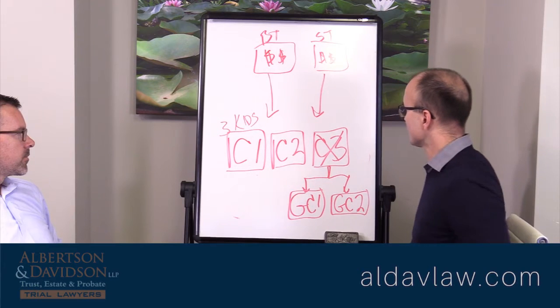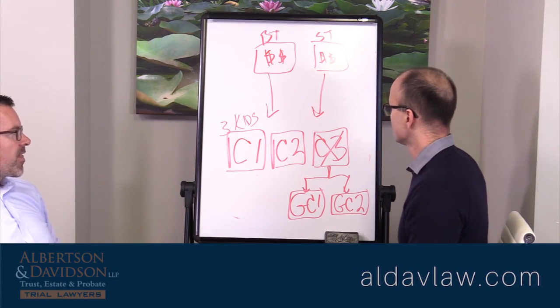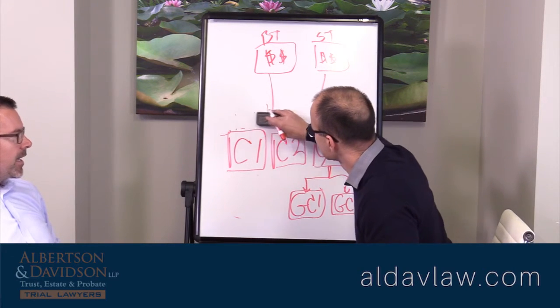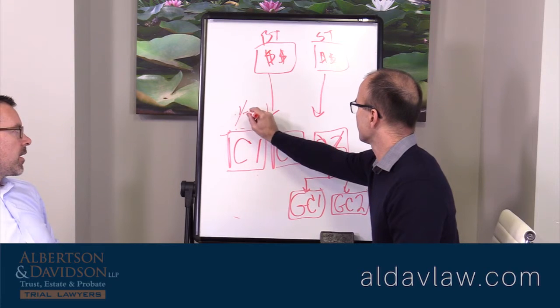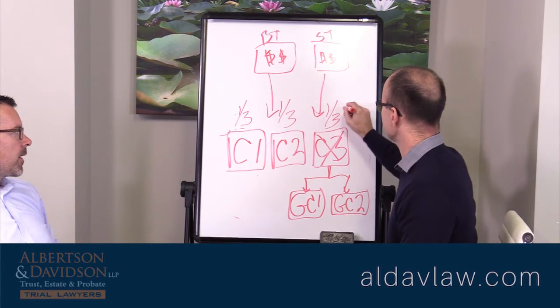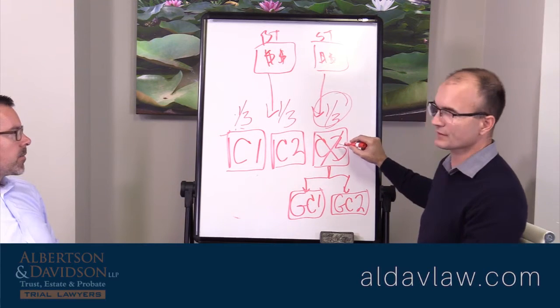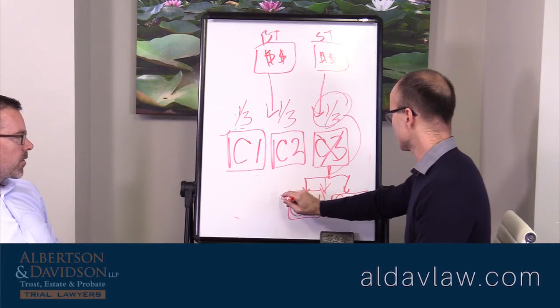So how are we going to divide this estate with this provision? It says an equal share for each one of the then living children, and then an equal share for any of the children who passed away. So the then living children are going to get a third, and this third that would have gone to this child instead is going to go down to here. 1/6 each. So they'll each get 1/6.